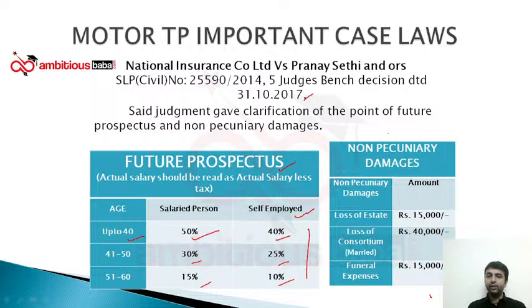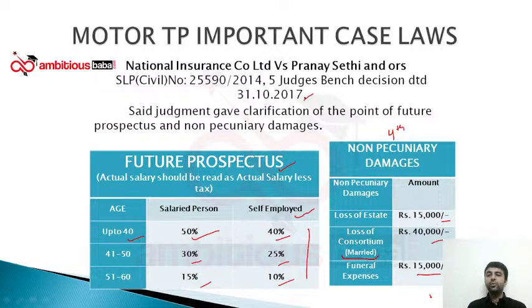Now coming to the 4th table, it talks about non-pecuniary damages. These are fixed costs. For example, funeral expenses, the court considers paying 15,000 rupees for this. Loss of estate is considered as 15,000 rupees, and loss of consortium is only for married people. In case a married person dies, sometimes the court awards this also.